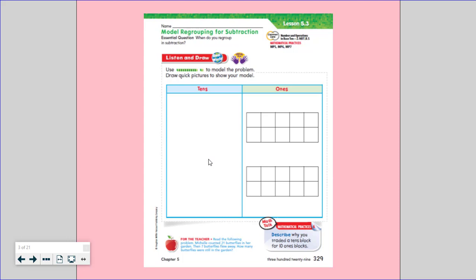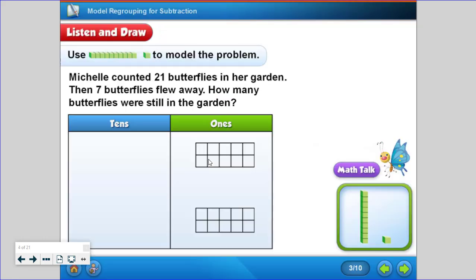So pause your video, use your base 10 blocks, and you can use this paper and you can put your base 10 blocks on it and model the problem of 21 butterflies in her garden and 7 butterflies fly away. And I'm going to go to my page over here and I'm going to model it because I've got a model here that I can use.